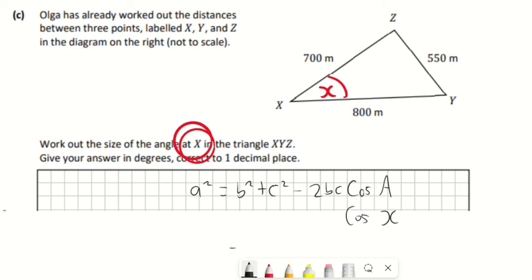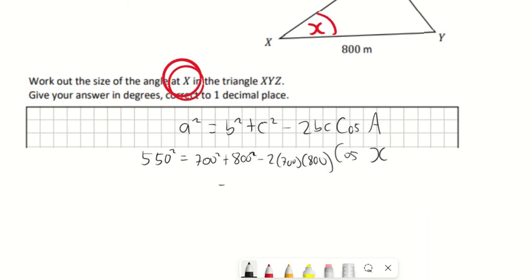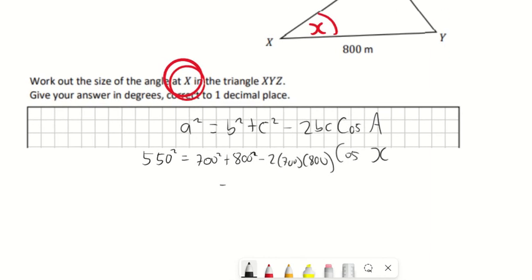So the 550 has to be the A, so 550 squared has to be equal to, and then 700 and 800 will be B and C, so 700 squared plus 800 squared minus 2 times 700 times 800. And then we can start squaring them out, so it's just changing around slightly. So that's what I had done when I worked it out earlier, but I just misread the question here then.